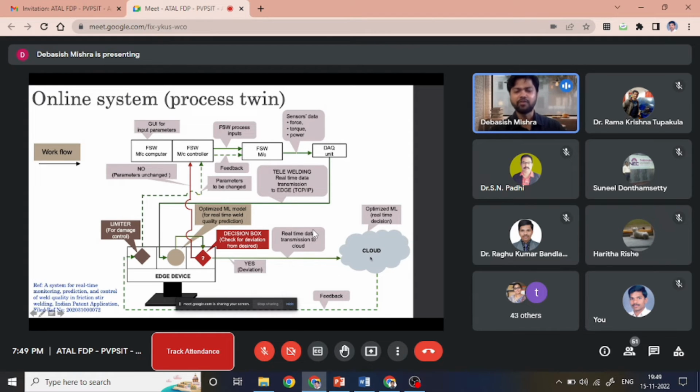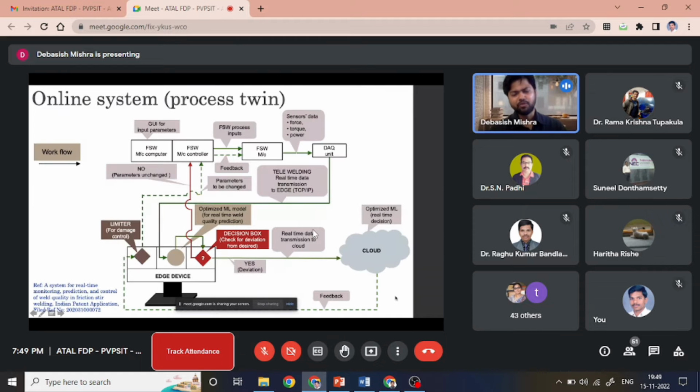It is a private cloud of IIT Kharagpur, and we have also tested it with Google Cloud systems. The optimized machine learning models are basically deep learning models, neural networks. One is for predicting the weld quality, and the other, in the cloud, is for predicting the optimized parameters.